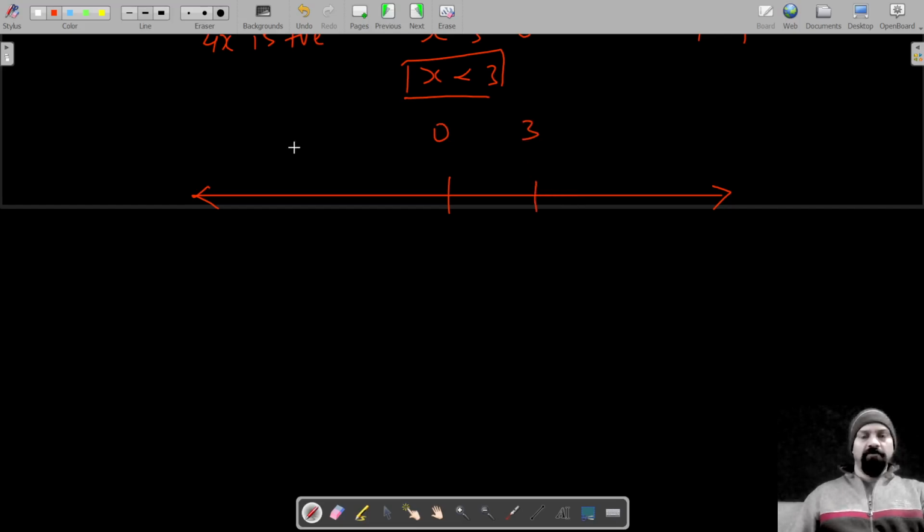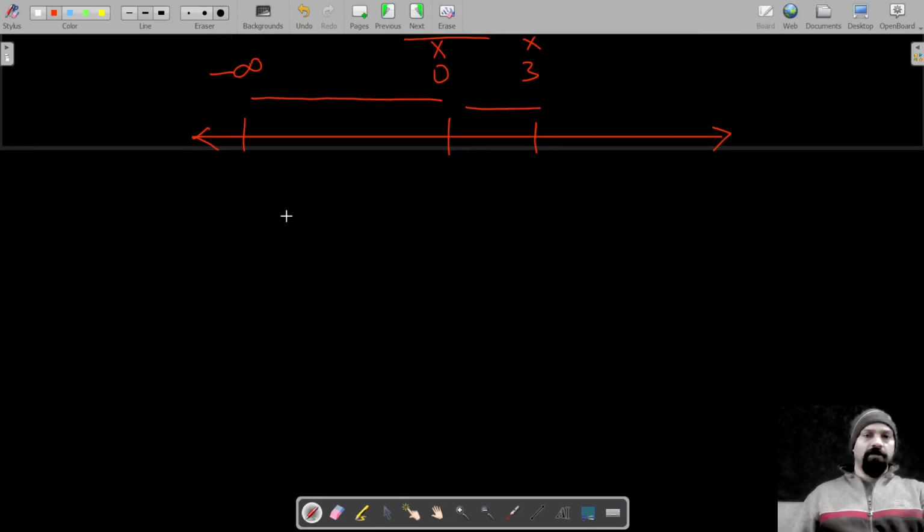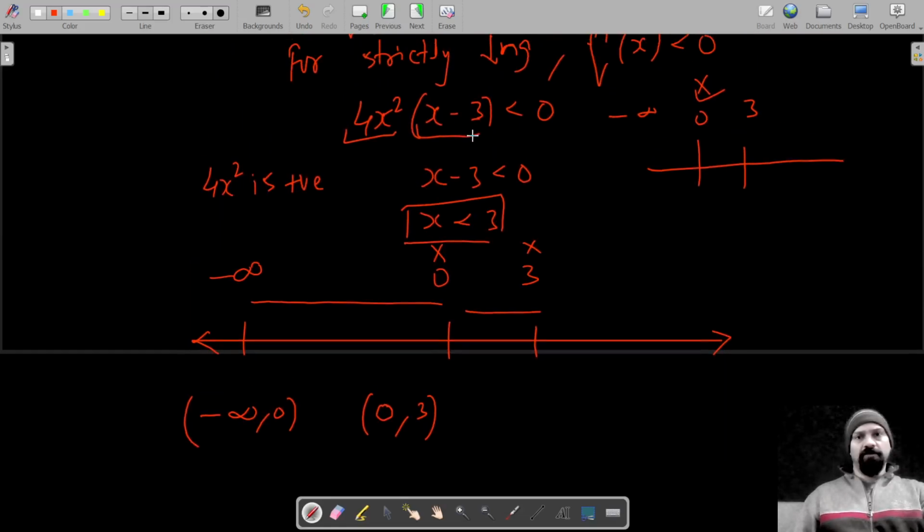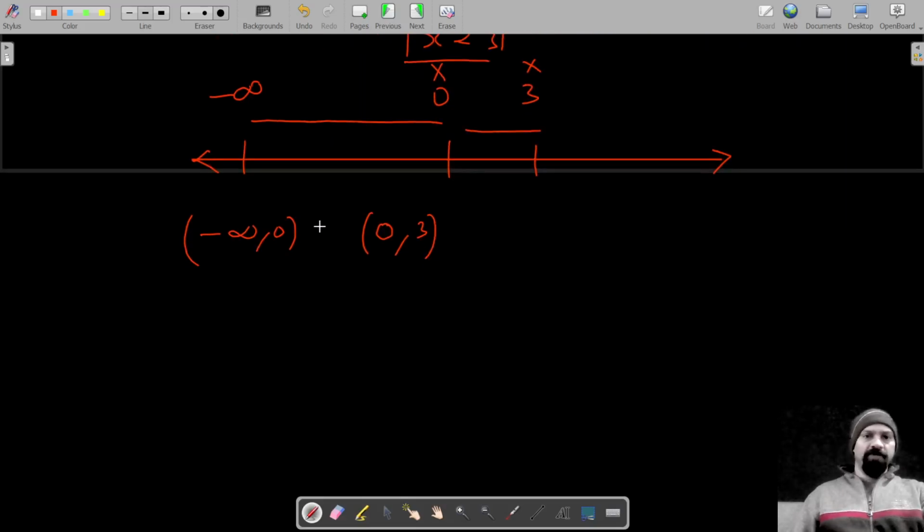And this is 3. So our interval should be negative infinity to 0, where 0 is not included, then 0 to 3, and 3 is also not included. So the function is strictly decreasing in negative infinity to 0, an open interval in which 0 is not included, then from 0 to 3, where 3 is also not included, because if you put x equal to 3, f'(x) becomes 0. So this is the union of these two disjoint intervals.